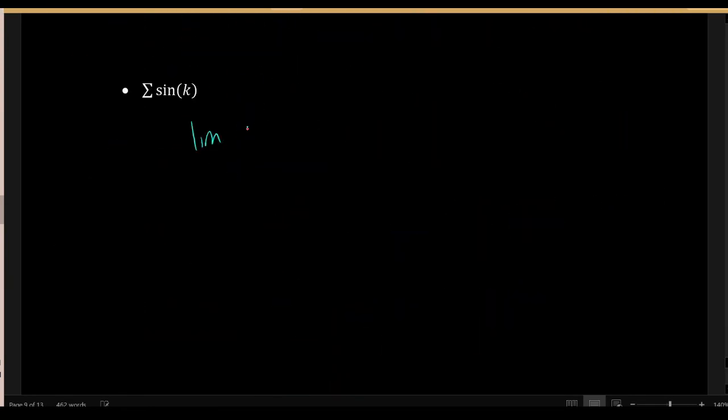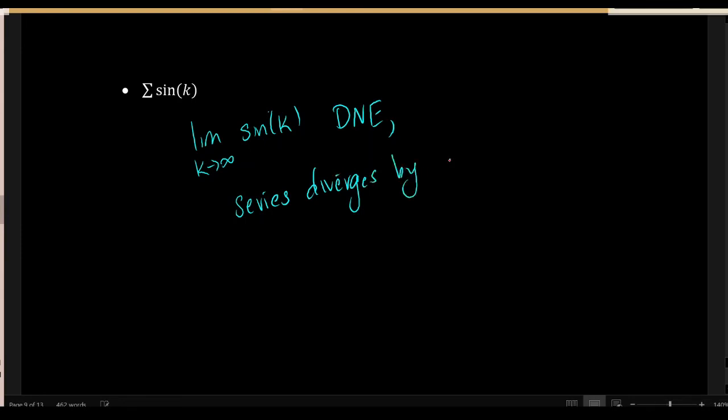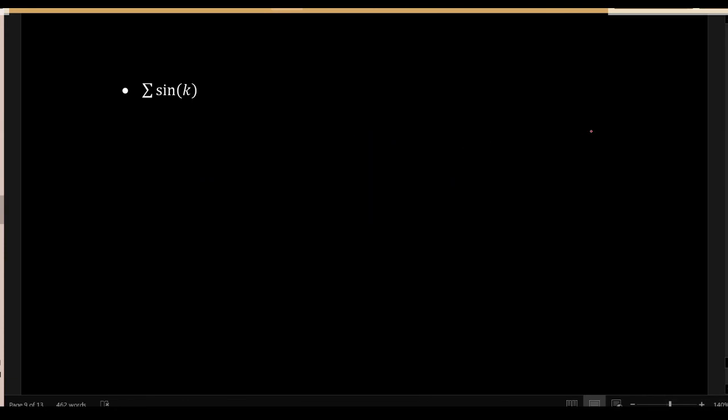Limit of sine k does not exist, so the series diverges by the divergence test. So far so good. And once you know that the series diverges, your work is done. It's the third of the mutually exclusive possibilities.